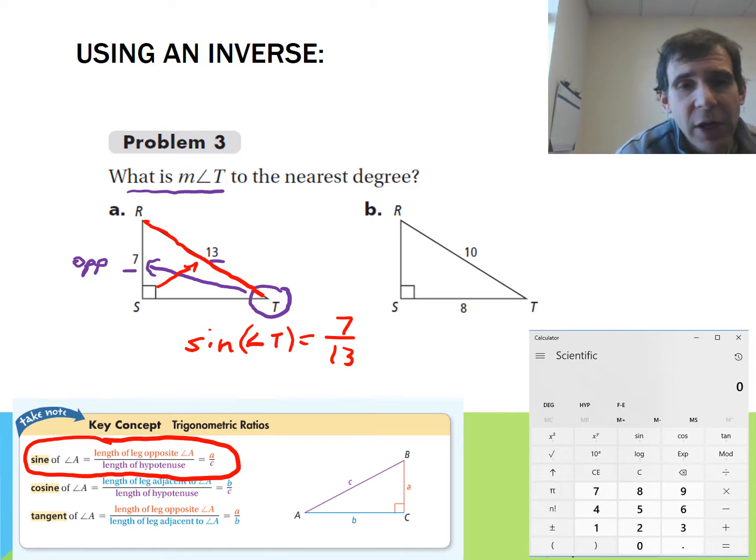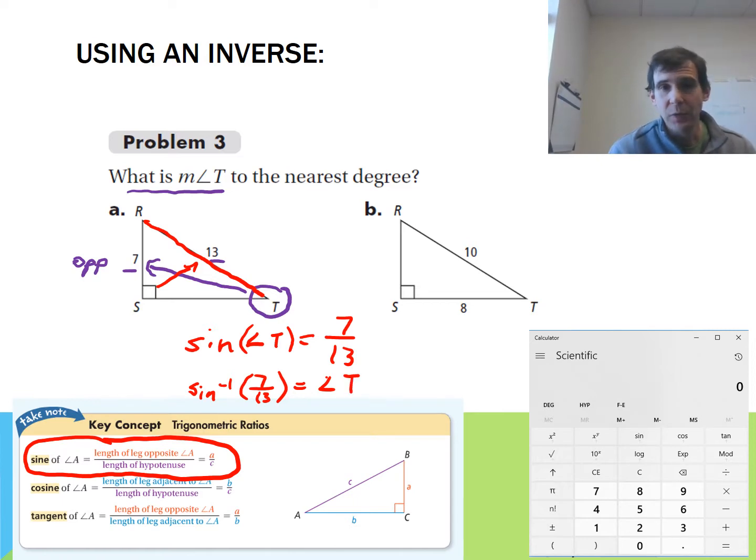So the way we denote an inverse is by this little exponent, little -1 here. Okay, that's just the symbol for inverse. And now we switched. We put the 7/13 in here, and angle T out here. Okay, and that's what we're looking for.